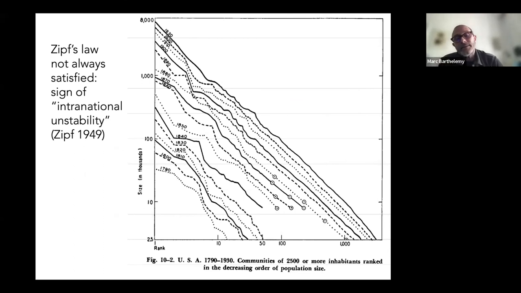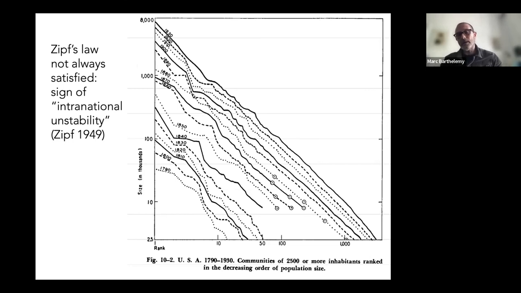And here Zipf noticed something. He constructed the Zipf plot, population versus rank, over 150 years or so, starting in 1790 up to 1930. It takes all communities of more than 2,500. So we have small stuff here.